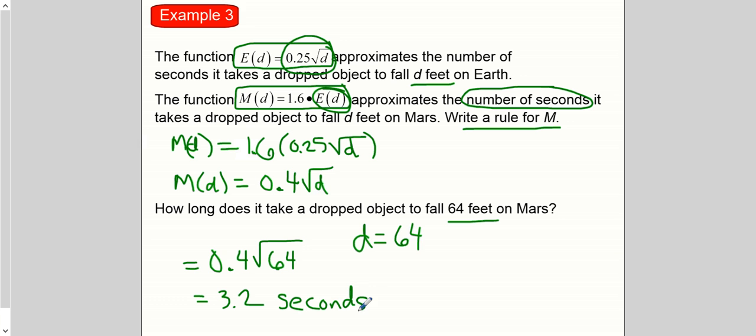So this is one way to think of a transformation. They gave us an equation, a function for Earth, and then the equation for Mars was relative to what happens on Earth. Combine the two functions, and we get a new function that gives us the time it would take something to fall on Mars.